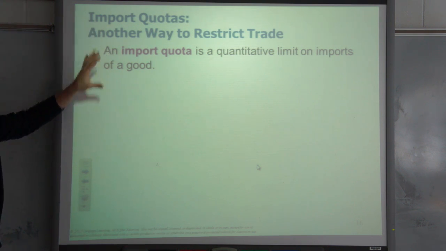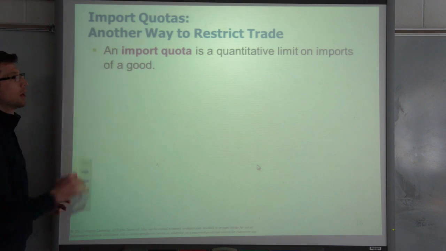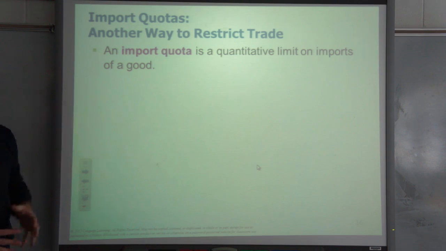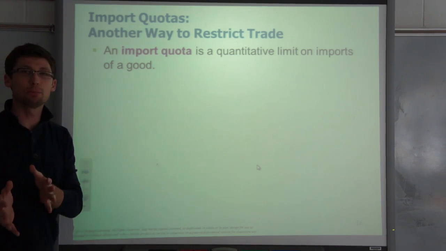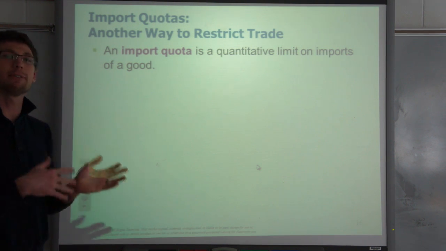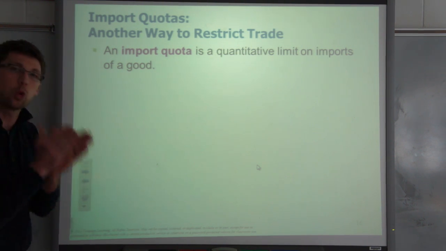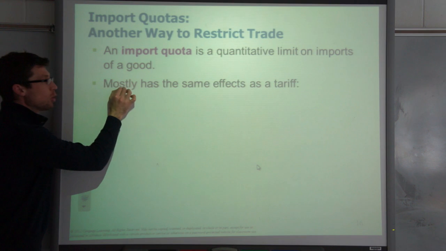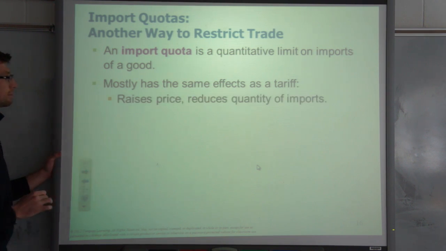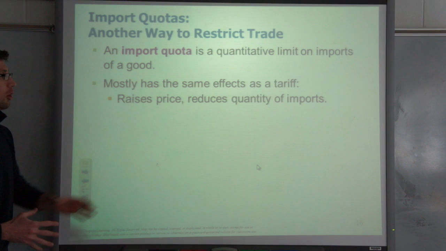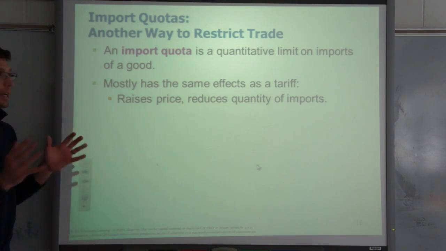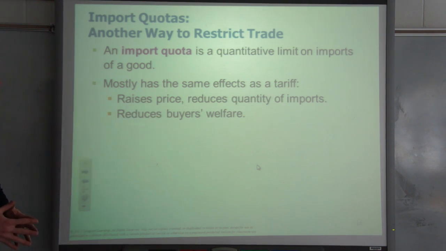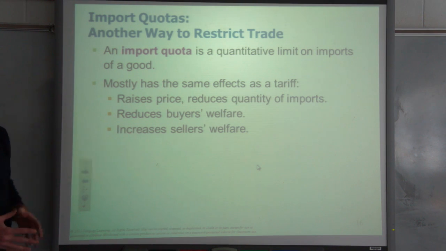If we don't impose a tariff, the other thing we can do is put a quota on. A quota is a quantitative limit on the imports into our country. So maybe we say, we only are going to import 100 units, or 5,000 units, or 5 million units, whatever it is. We're just setting a quantity restriction. We don't have a graph here, but it is mostly going to have the same effect as a tariff. It's going to raise the price, reduce the quantity, just like a tariff did. It is going to reduce buyers' welfare, and it is going to increase sellers' welfare.